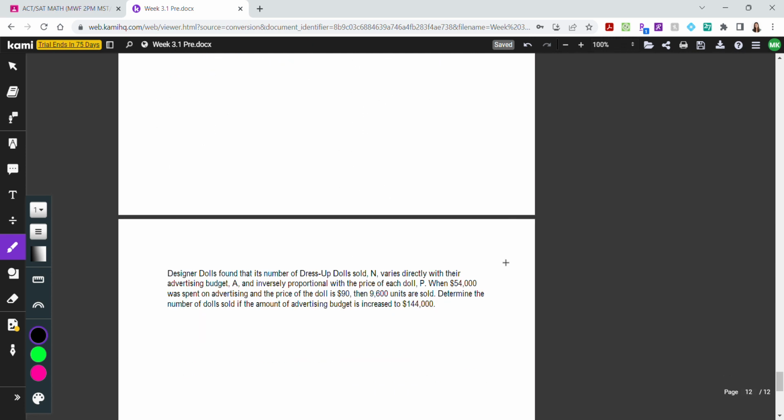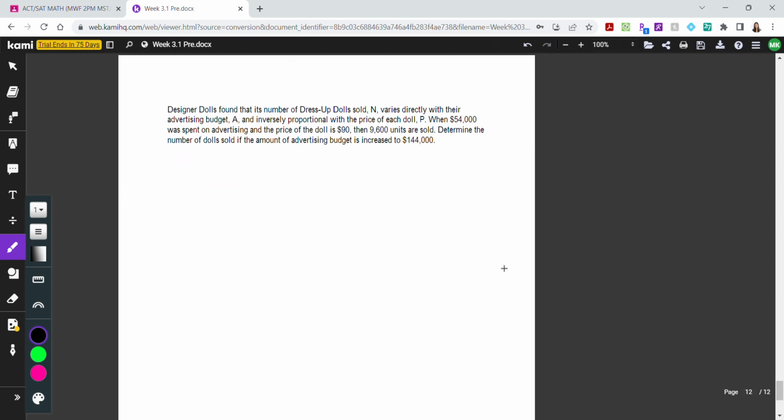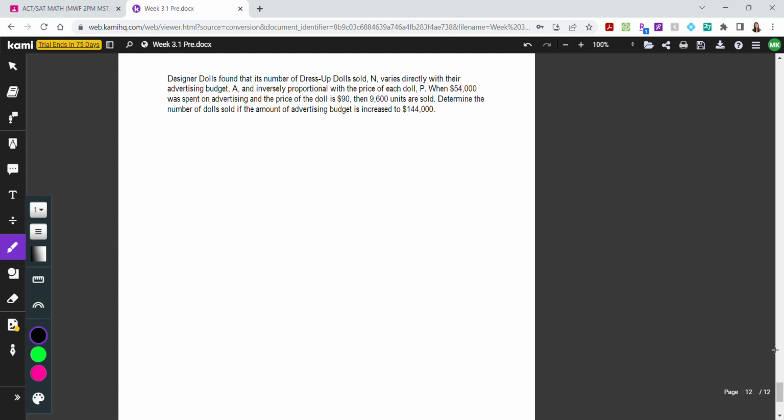Now, the next thing that we have, the very, very last thing, I swear, is this word problem that we're going to see how it uses variation. All right. So Designer Dolls found that its number of dress-up dolls sold, N, varies directly with their advertising budget A and inversely proportional with the price of each doll P. All right, so this is going to be our equation.